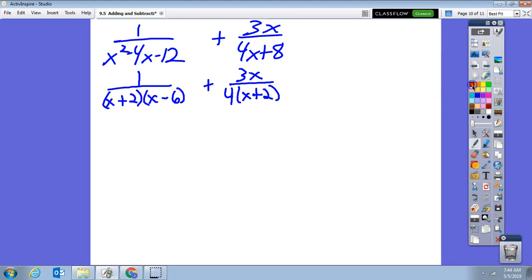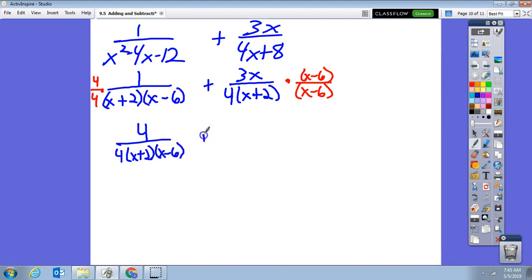So notice again that this one has a 4, this one does not. So I'm going to multiply by 4 on top and on the bottom. This one has an x plus 2 and a 4, but it does not have the x minus 6. So we multiply by x minus 6 on the top and on the bottom. On the top of this one, 4 times 1 is 4. And then you have your denominator all combined together.